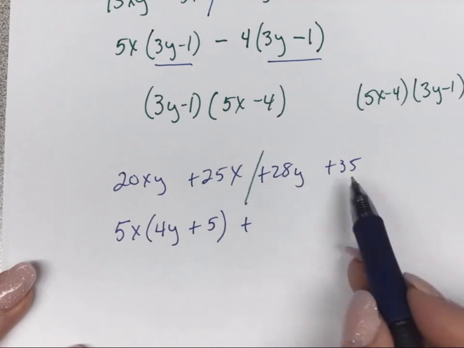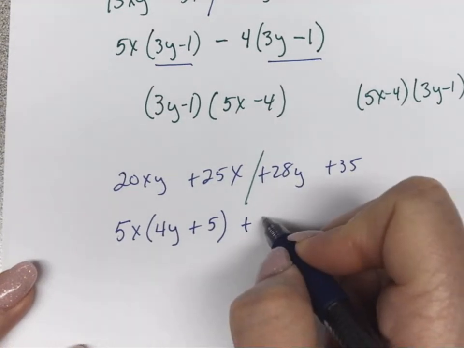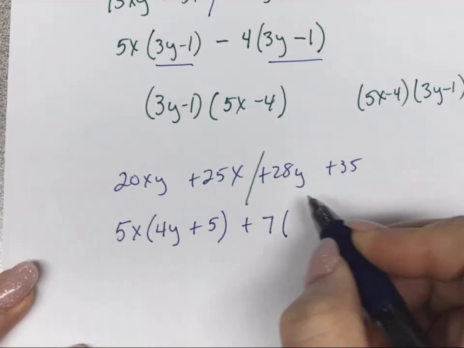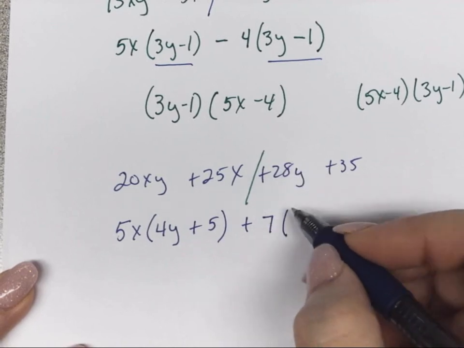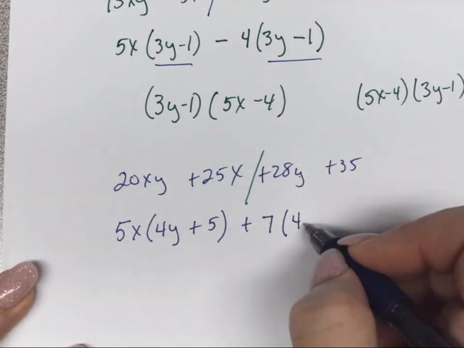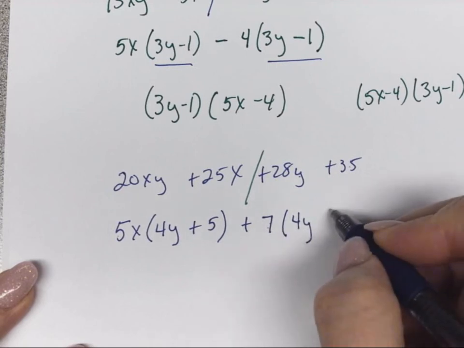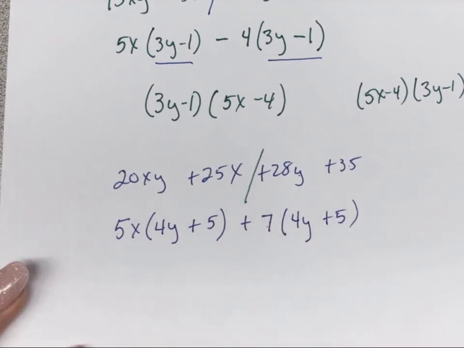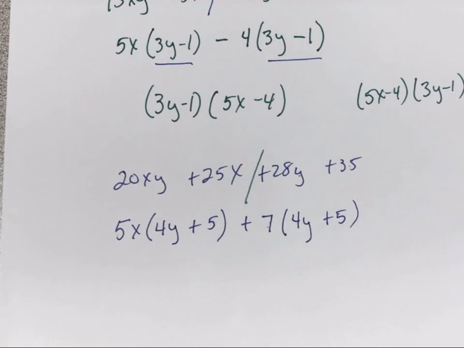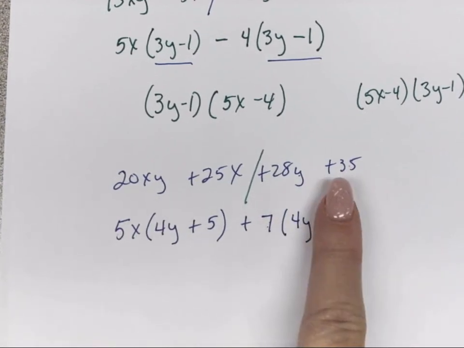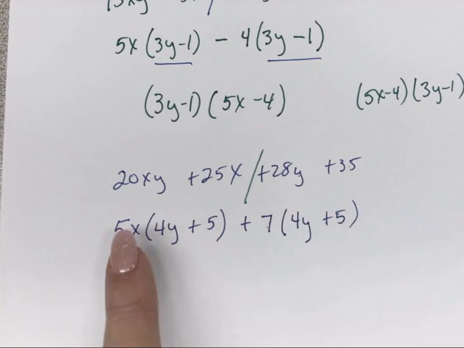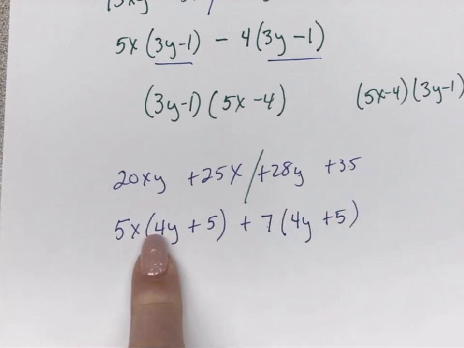Between 28 and 35, they both have a 7 in common. 28 divided by 7 is 4. Bring down our y. 35 divided by 7 is 5. Now, let me make a helpful hint here. If you can figure out the first part, but between 28 and 35, you're not sure what they have in common, notice that you're supposed to get a 4y here.